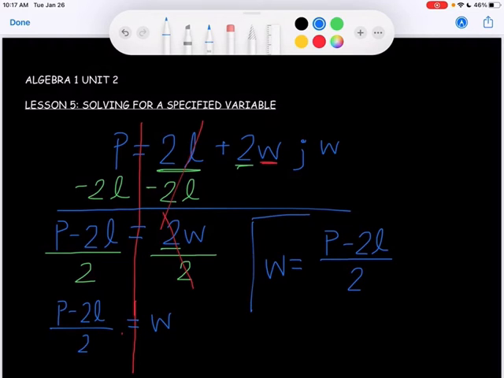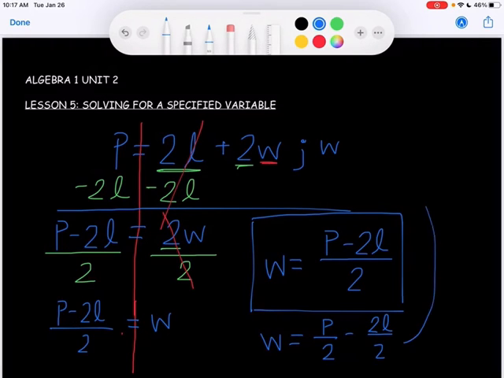You could also split it and divide each of those individually by 2. So I've got P over 2, which I can't reduce, minus, then I've got 2L over 2. I'm going to write it up here. W equals, well, P over 2 doesn't reduce, so I'm going to leave it like that. And then minus 2L over 2 reduces to just minus L. And then you're done.